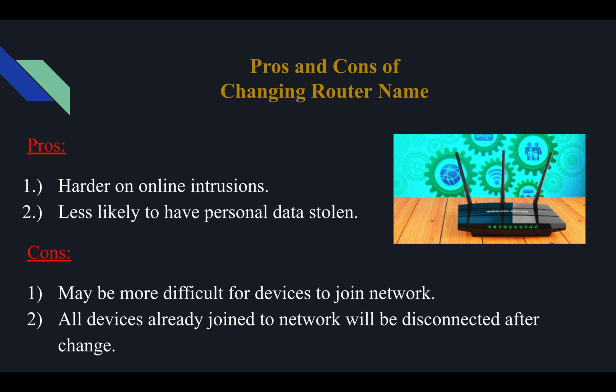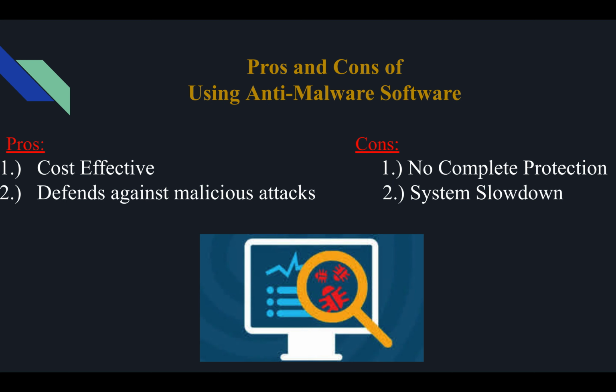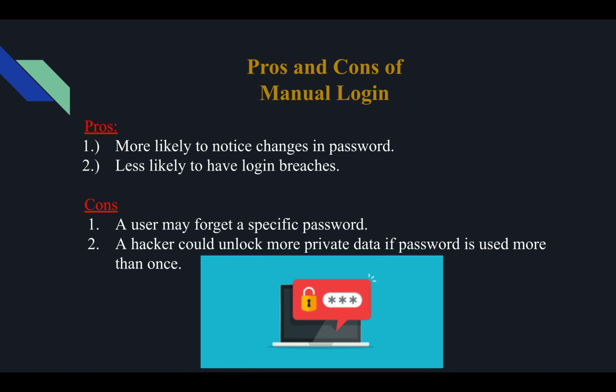Pros and cons of changing router name. Pros: harder on online intrusions and less likely to have personal data stolen. Cons: may be more difficult for devices to join network, and all devices already joined to network will be disconnected after change. Pros and cons of using anti-malware software. Pros: cost effective and defends against malicious attacks. Cons: no complete protection and system slowdown is to be expected.